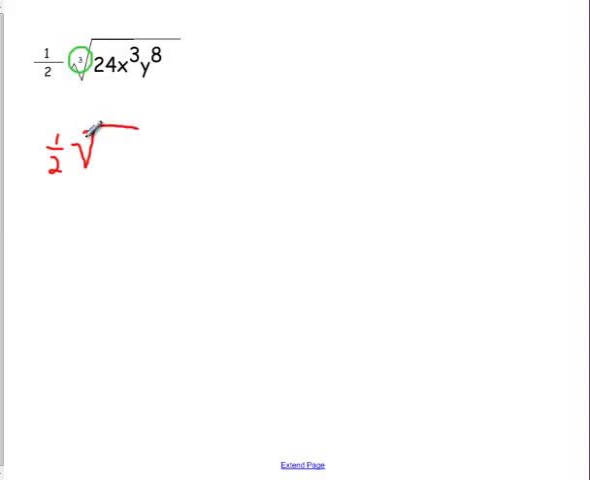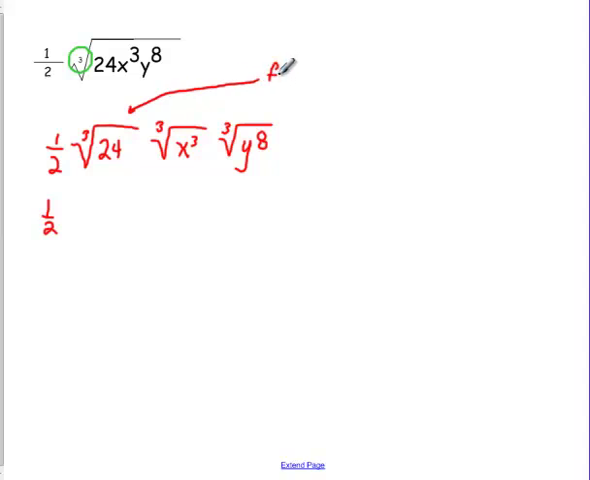I got to take the cube root, and then I'll put the 24 in there. I'll take the cube root, and then I'll put x cubed. I'll take the cube root, and I'll put y to the 8th. All right. The cube root of 24. Find the biggest cube that you can think of that goes into 24.